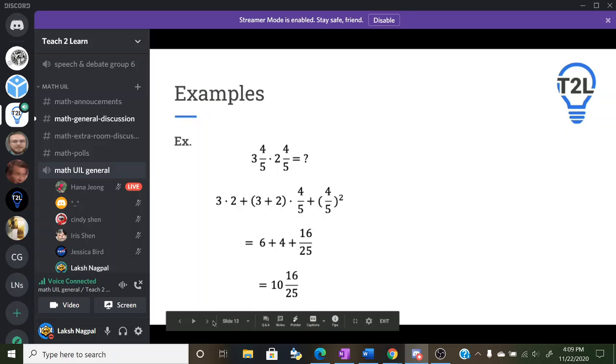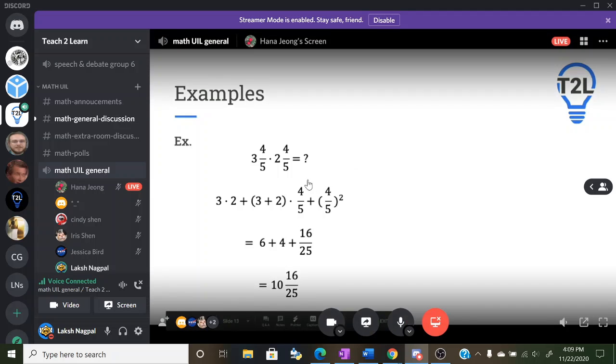Yeah, so this is one of the practice problems. Using the last formula, you would first just multiply the whole numbers together. So that's 3 times 2. And then for the second part, you would need to add the whole numbers. So that's 3 plus 2, which is 5, times the fraction, which is 4/5. And so 5 times 4/5 is just 4. And now you have two parts, so that's 6 plus 4.